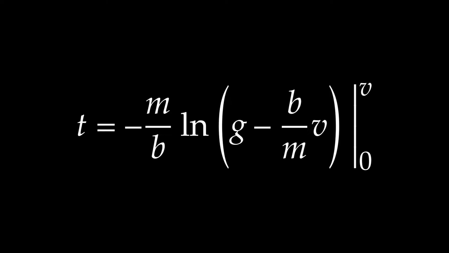So what I have here is that the time is equal to the integral, no, not the integral, I just performed the integral. Negative m over b times the natural log of u, but u is g minus b over m v. Be careful. When I complete my integral, I'm not done, because I have to consider the limits of integration.